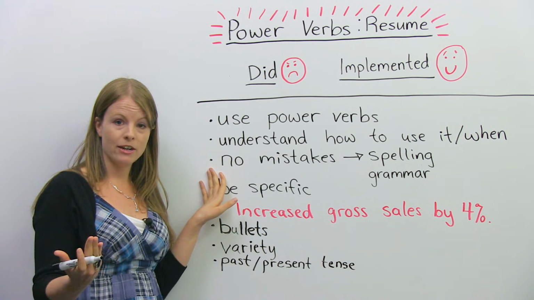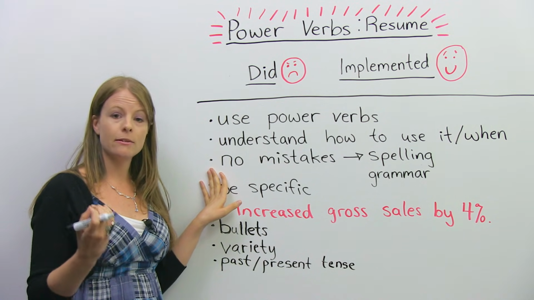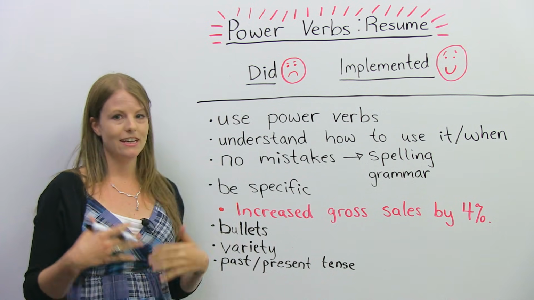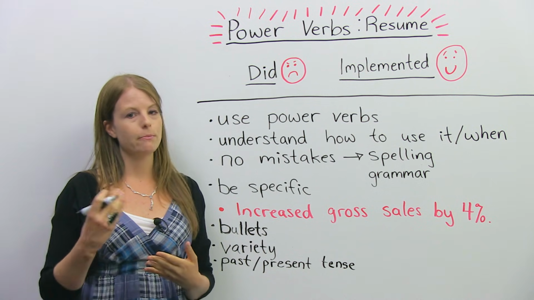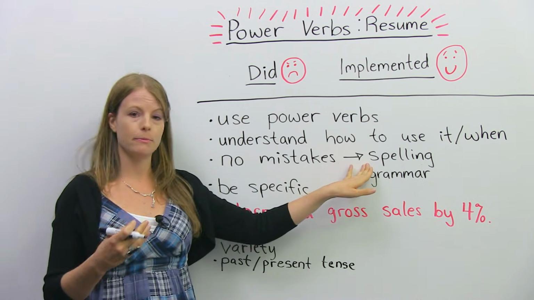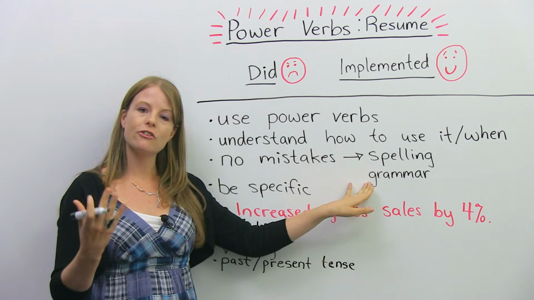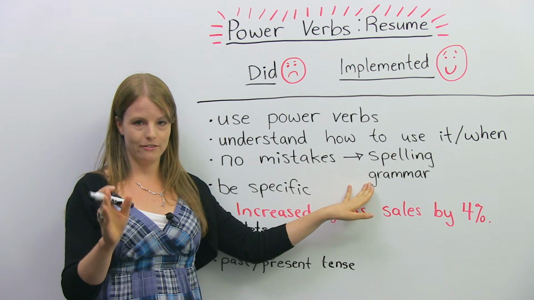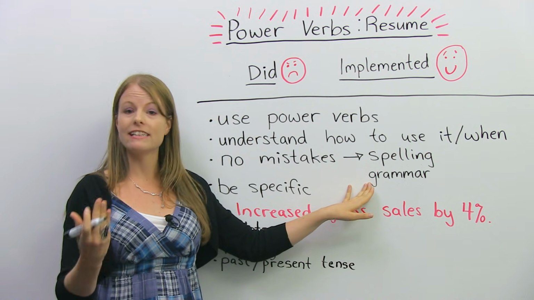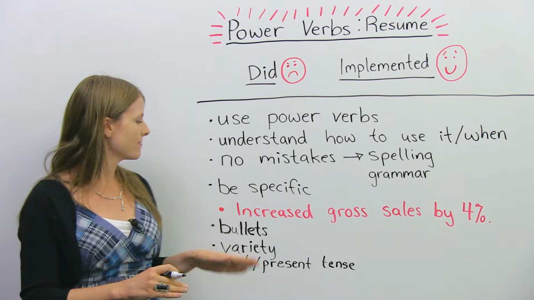This leads to my next point: no mistakes on your resume. Your resume needs to be perfect. If you have mistakes, people will not want to hire you for a job. So make sure that you check these power verbs for their spelling. They should be spelt correctly. And make sure you check them for grammar mistakes. You should look at it first and then find a friend or a teacher to look at it after you do, to make sure there are no mistakes.